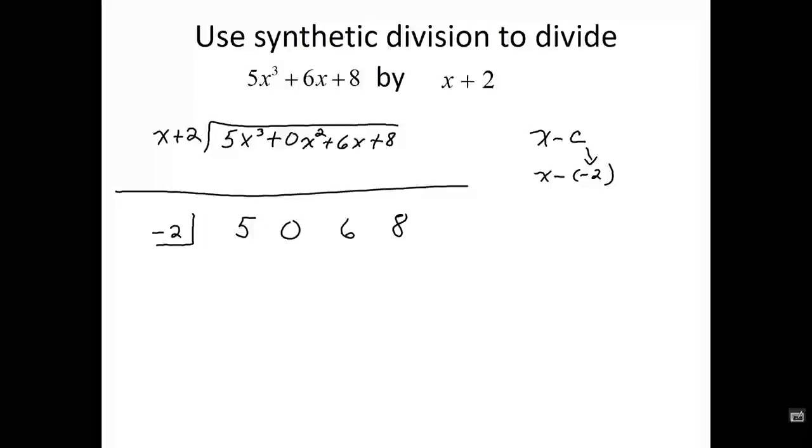Now, the leading coefficient here is 5. Let's bring this down to the bottom row: 5. That's what we do. Now we're going to multiply c, which in this case is a negative 2, by the number in the bottom row, which is the 5. A negative 2 times 5 is a negative 10.